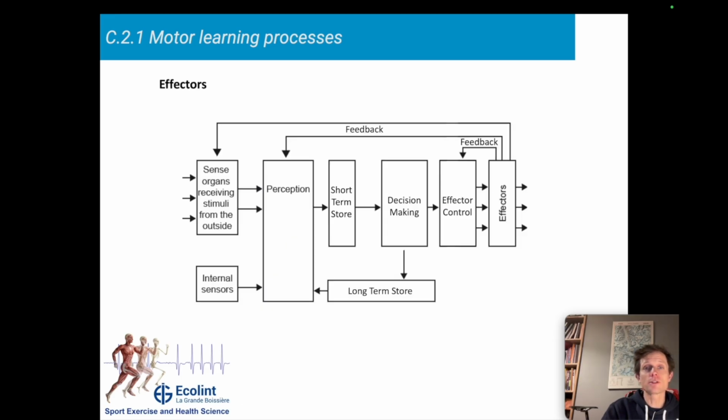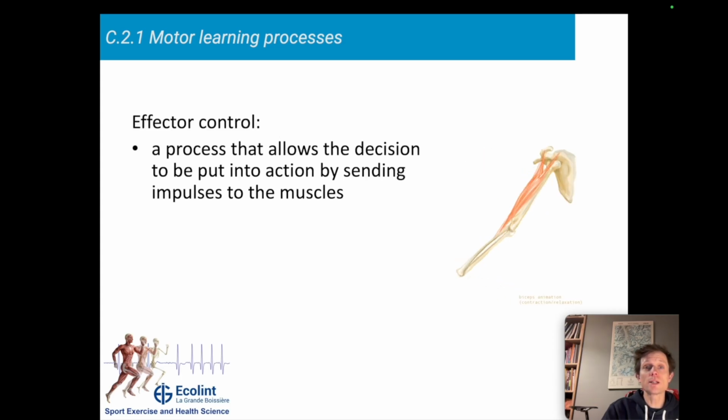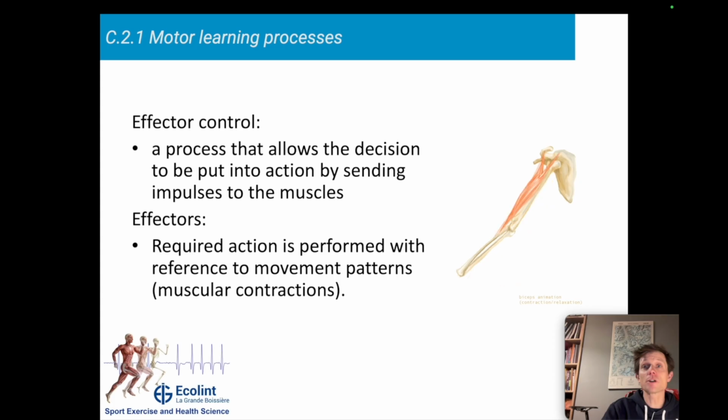Next, we're going to talk about the effector mechanism. This is split into two parts in Welford's model, the effector control mechanism and the effectors themselves. The effector control mechanism is the process by which the decisions are put into practice by sending impulses to the muscles, causing them to contract, coordinating these impulses in order to make sure that the muscles contract at the right time. We then can talk about the effectors. These are the muscles themselves which will cause the contractions and the movements which are desired.